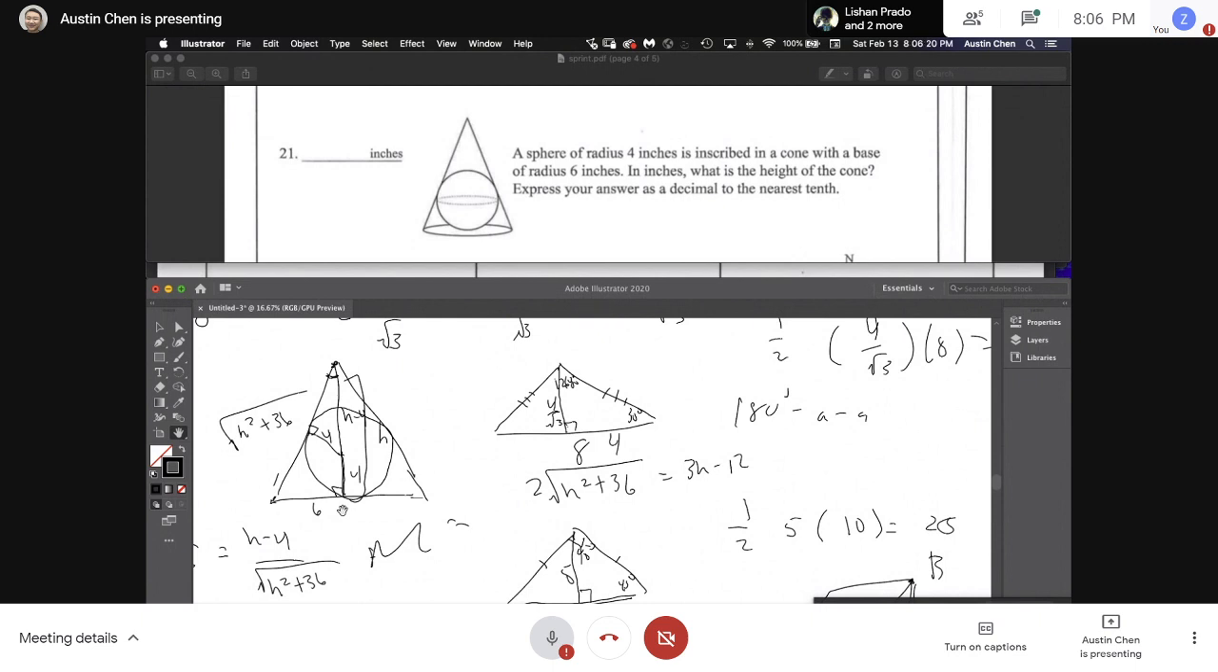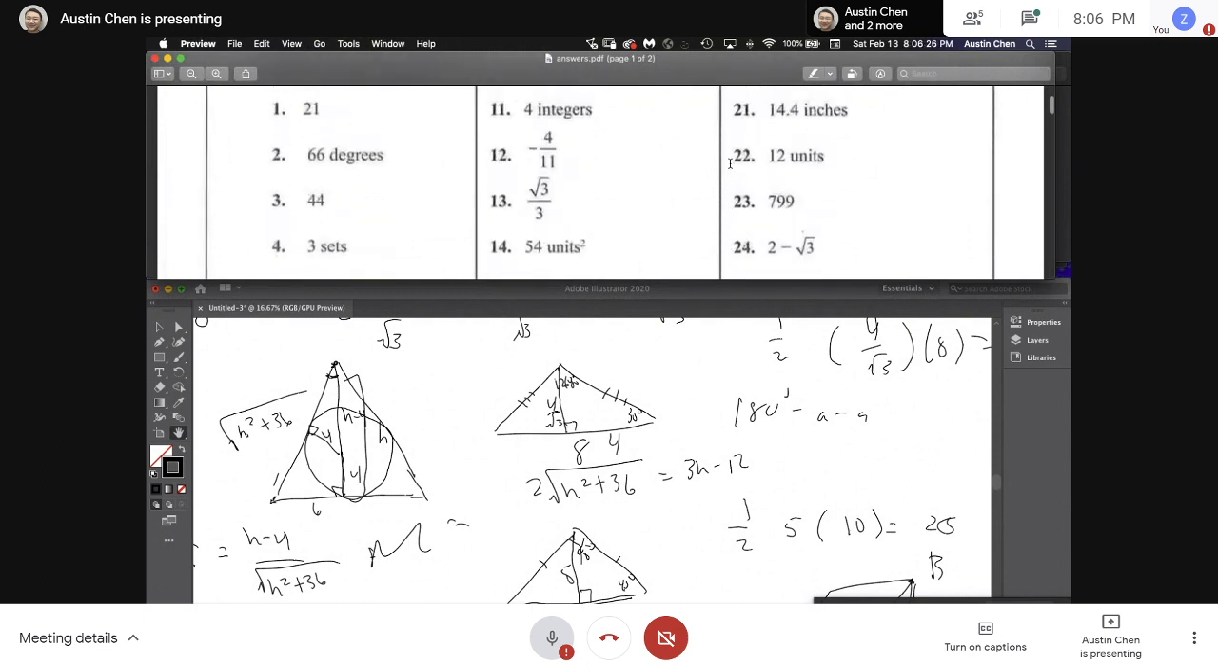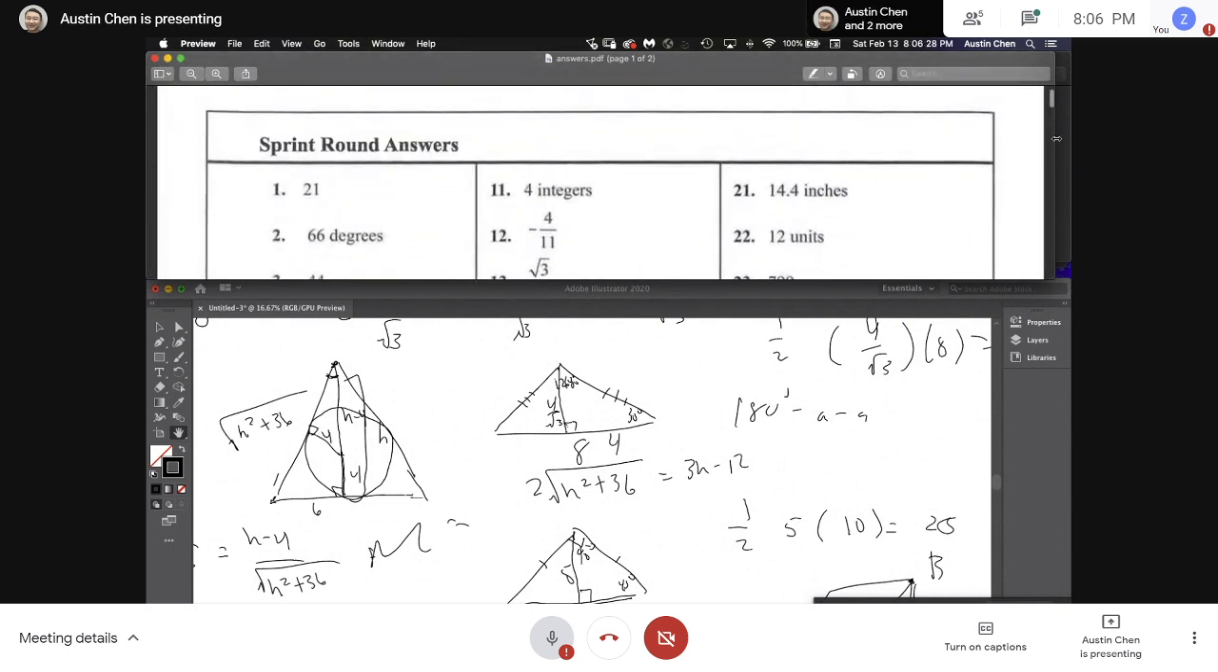Okay. Is our answer correct? Yes, it is 14.4.